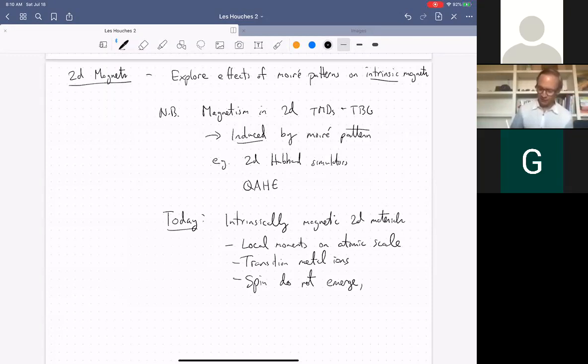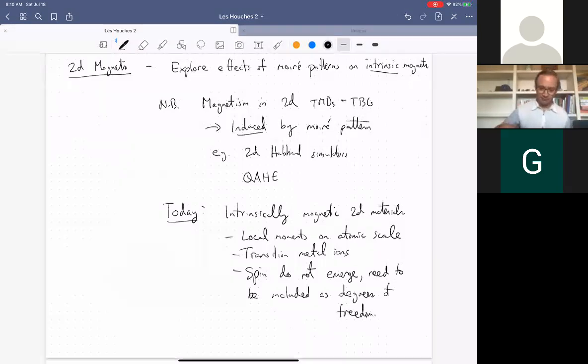They need to be included as degrees of freedom. This is interesting from the point of view of accessing different types of phenomena and, if you like, simulating other strongly correlated quantum materials, which oftentimes, for example, as in heavy fermion materials, involve a dense system of local moments. Okay.